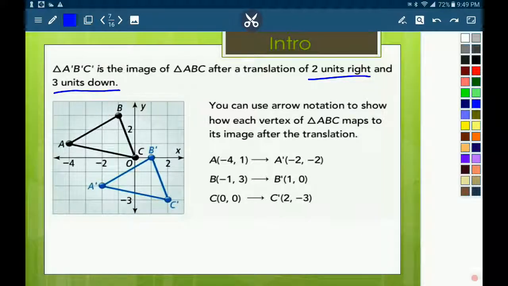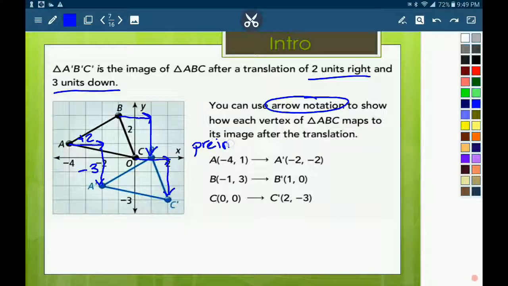Let's actually look at the pathway from A to A prime. I can see I would have to go 2 units to the right, so that's a positive 2 units, and then 3 units down. Okay, and that would be the same for all of the vertices. I'm seeing 2 units right and 3 units down to go from each of the corresponding points. Well, if I were to write arrow notation, all I'm really doing is I'm recording down all the pre-image points. Okay, I'm putting an arrow in between, and then I'm writing all the image points. That's all arrow notation really is.